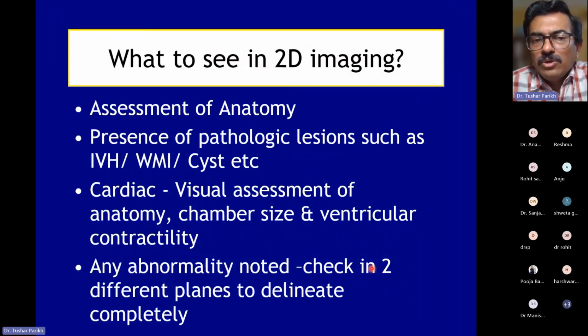Now, basically what to see in 2D imaging: look at the anatomy, look at the presence of pathology such as IVH, white matter injury, cyst, etc. In the heart, look for the assessment of the anatomy, chamber size, ventricular contractility. So visual assessment of the heart contractility is also a very important aspect. And any abnormality, if you note, always check it in two different planes to delineate it completely and get a complete picture of the underlying pathology.